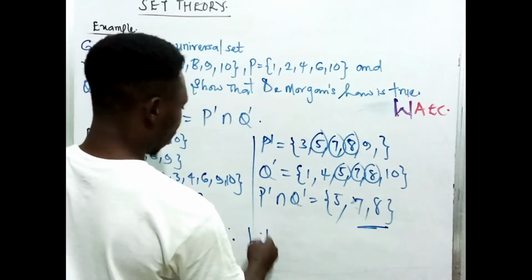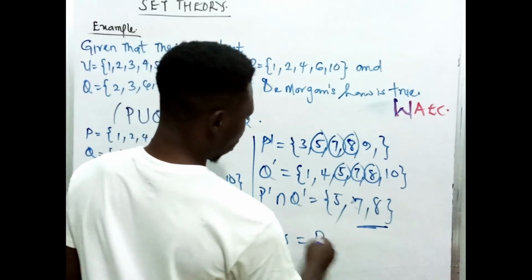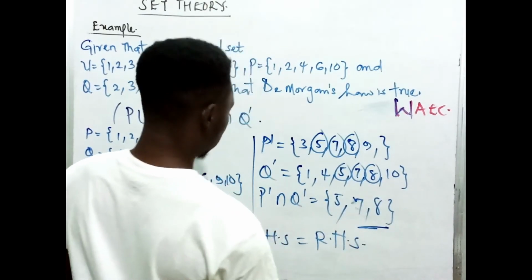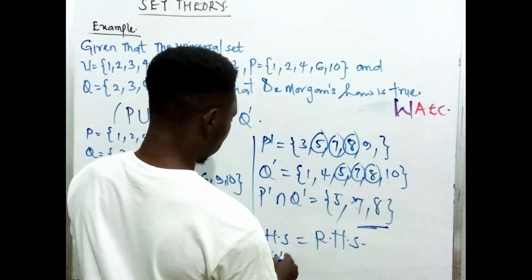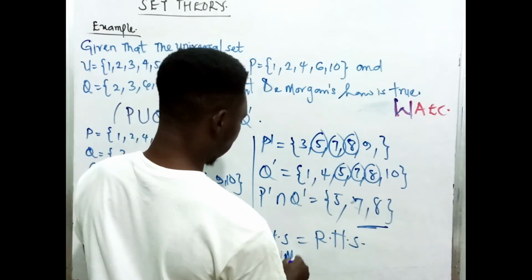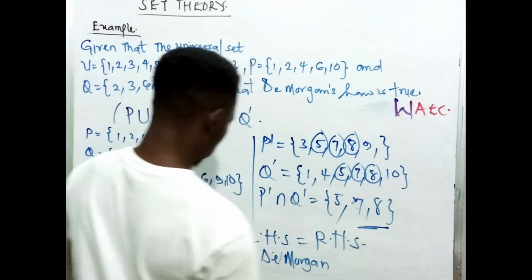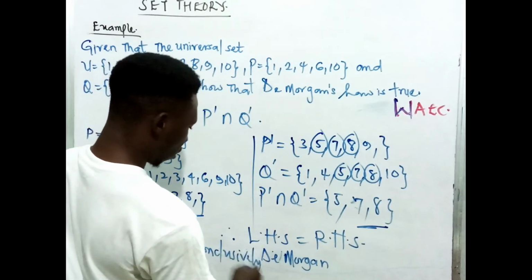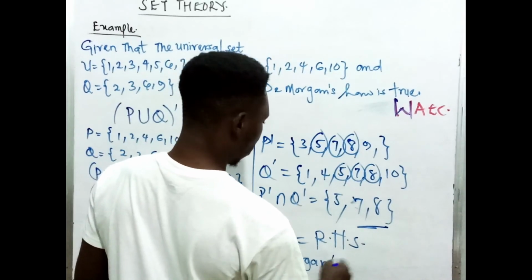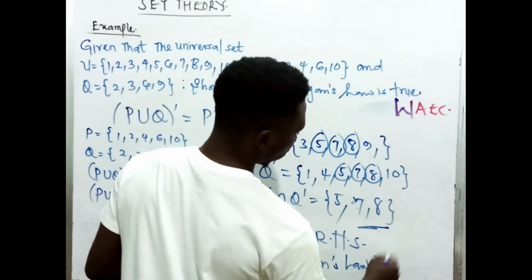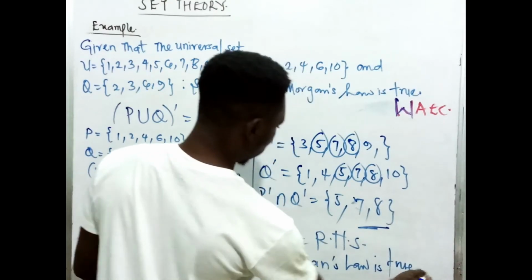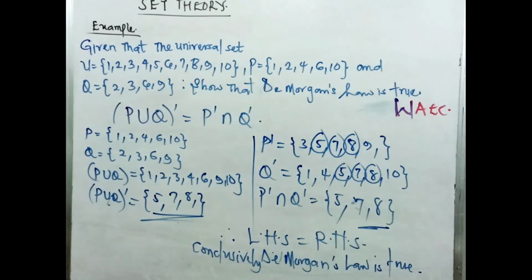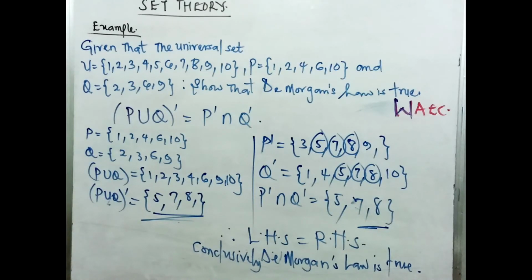Therefore, left hand side is equal to right hand side. De Morgan's theorem. So I would rather say conclusively, De Morgan's law is true. And that is your final answer. Conclusively, De Morgan's law is true for the evaluation.